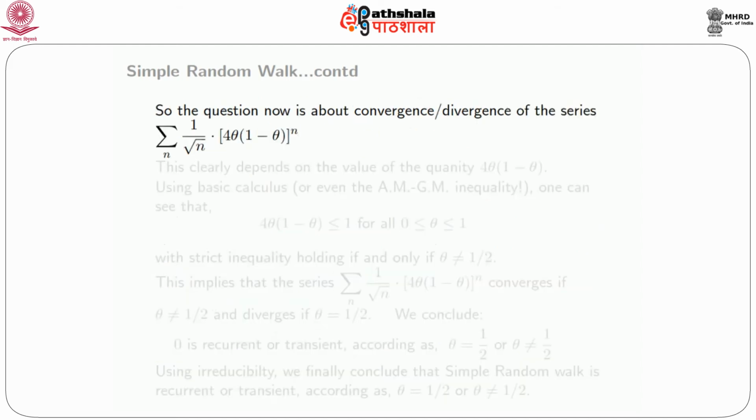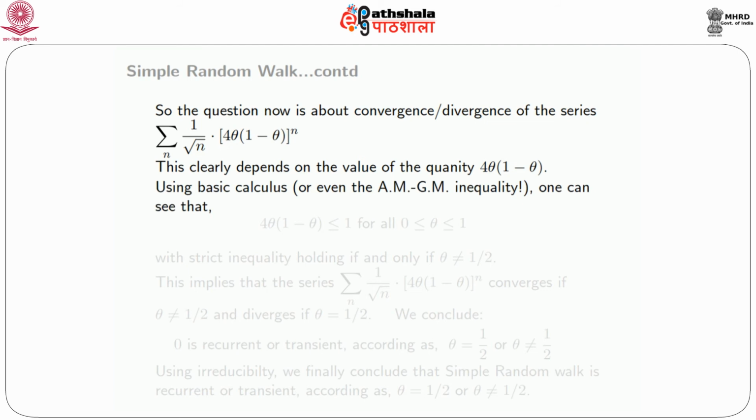So the question now is about finding convergence or divergence of this series. Because whatever we can say about convergence or divergence of this series, the same would follow for the series that is in question. Of course, this clearly depends on the value of the quantity 4 theta times 1 minus theta.